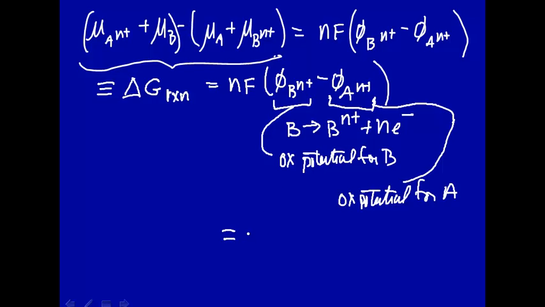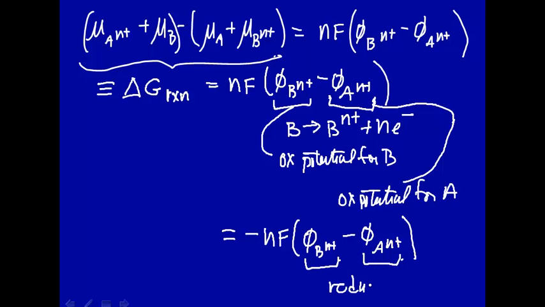Okay, so now we talk about reduction potential. So oxidation potential, now if you flip this around, the potential will change sign. So this is minus nF, I'll write it this way, phi B^n+ minus phi A^n+, where with that minus sign, now we're saying that these are reduction potentials. All right, so somebody decided, I don't know, 20, 30 years ago that we should all talk about reduction potentials. So you don't stop here.